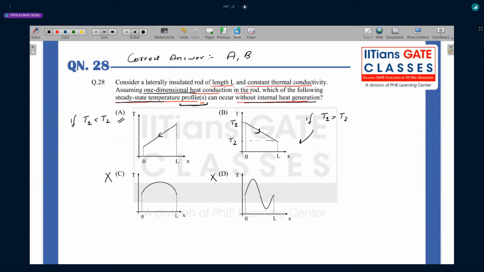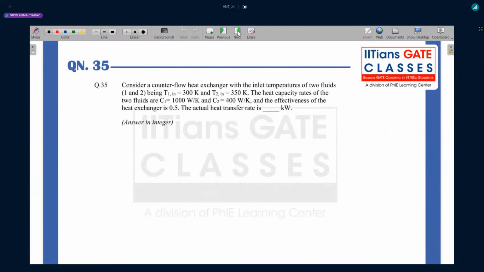Let's move on. Next question from heat exchanger. Again, 1 mark question. Very easy question. Okay. Now consider a counter flow. As soon as you know it is a counter flow heat exchanger, what are you going to do? You are going to draw the temperature profile. So this is the length of my heat exchanger. This is, let us say, fluid 1, and this is fluid 2, however you want to say it. So one fluid is flowing in this direction, one fluid is flowing in this direction.